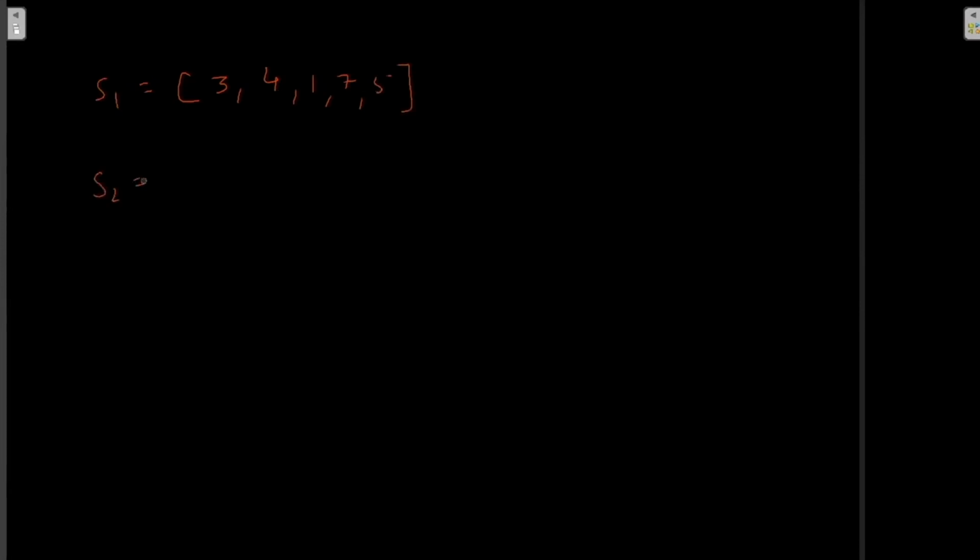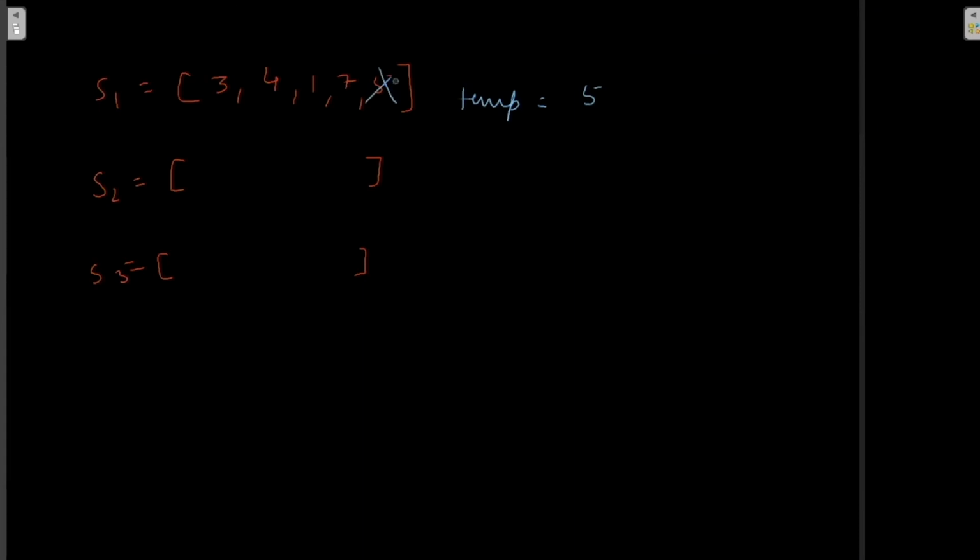And the temp stack 2 is empty. Stack 3 is also empty. Okay. So firstly, what I will do, I will just pick the top value of stack 1, the 5 top value, and put it into the temp variable. I removed 5.